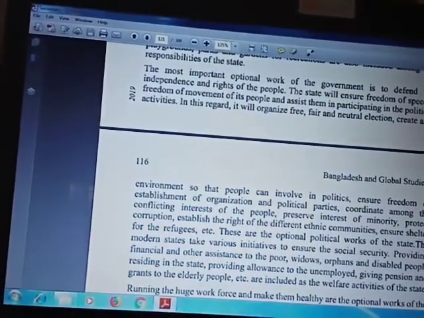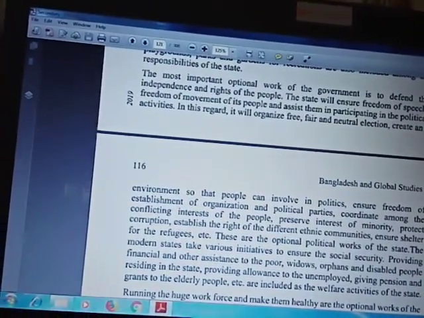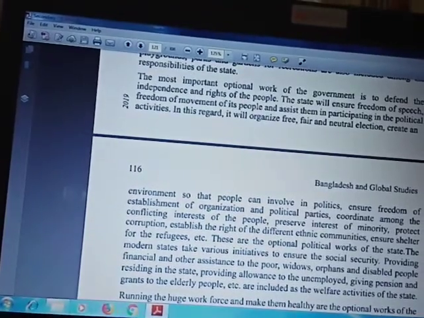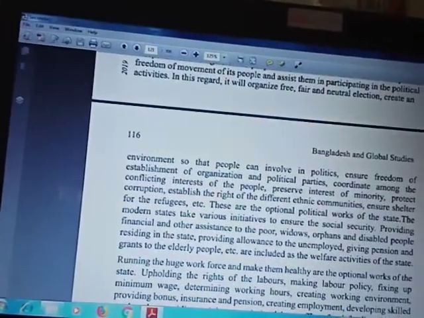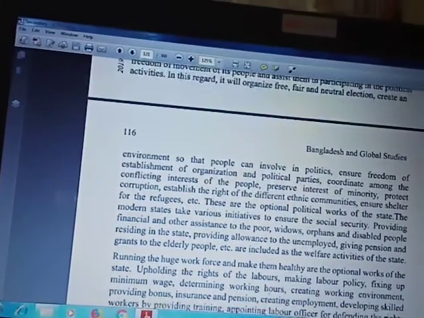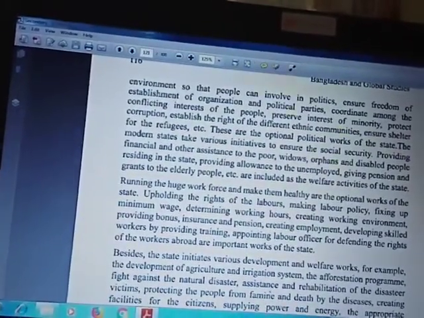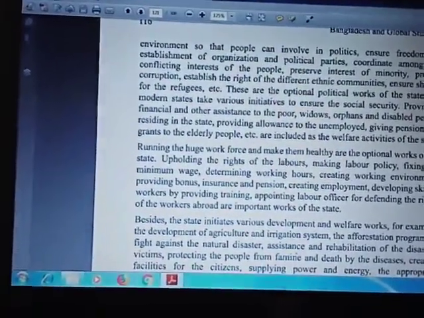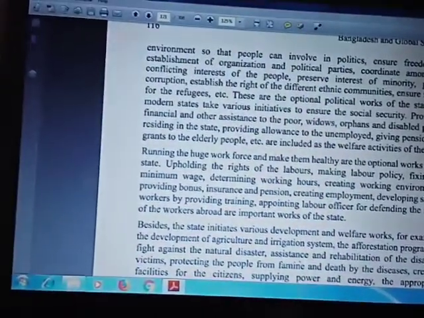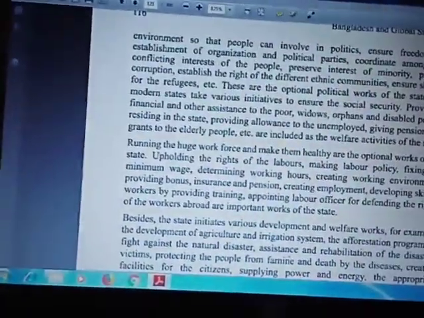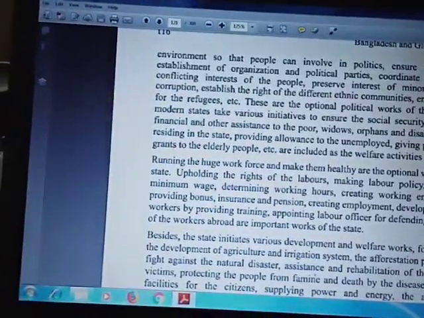The state will ensure freedom of speech and freedom of movement of its people, and assist them in participating in political activities. In this regard, it will organize free, fair, and neutral elections, create an environment so that people can involve themselves in politics, ensure freedom of establishment of organizations and political parties, coordinate among the conflicting interests of the people, preserve the interest of minorities, and protect against corruption.